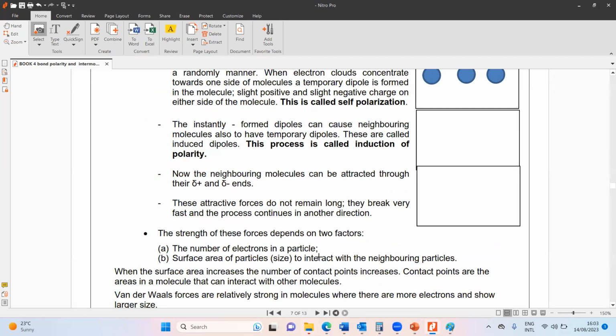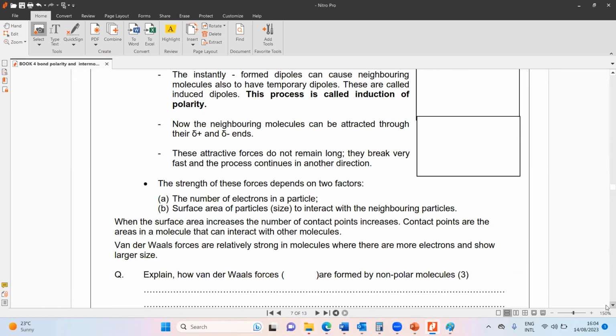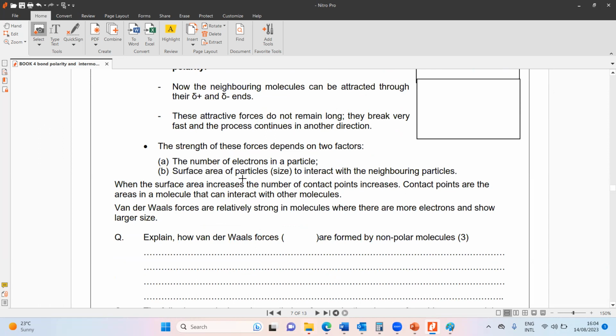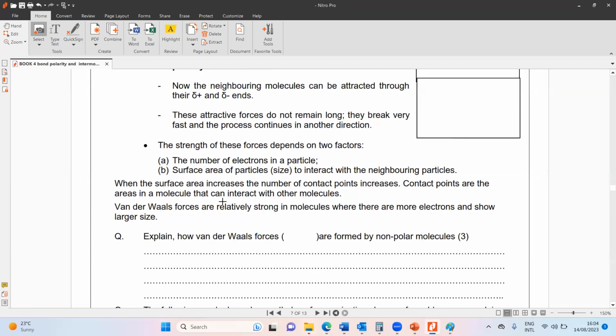Now let's talk about the strength of van der Waals forces. The strength of these forces depends on two factors. The number of electrons in a particle, I explained this earlier also. Surface area of particles to interact with the neighboring particles. When the surface area increases, the number of contact points increases. Contact points are the areas in a molecule that can interact with other molecules.